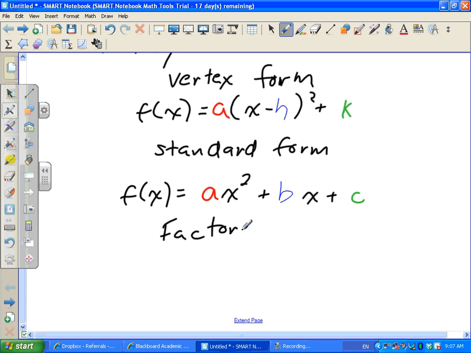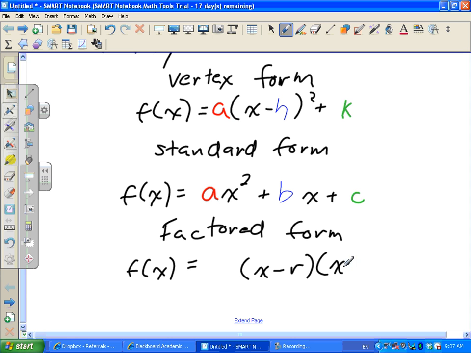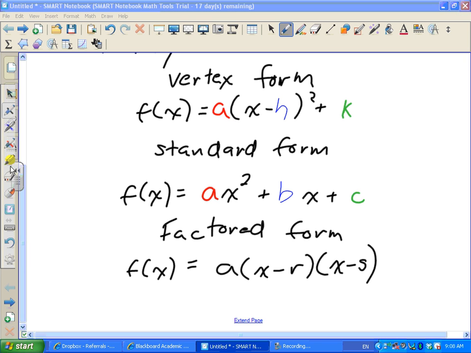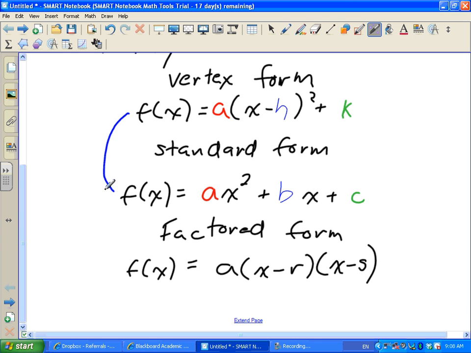going into factored form. So this is why our last couple of chapters were so important to know. a times (x minus r) times (x minus s), right? I don't think I gave it any colors. I didn't want to confuse you. So today, our goal is to get an equation in vertex form, change it to standard form. Once we have it in standard form, we're going to once again change it to factored form. We have to be able to make the connection.